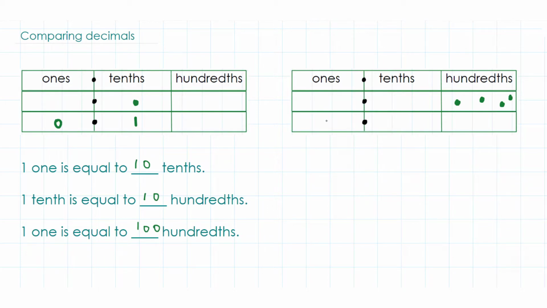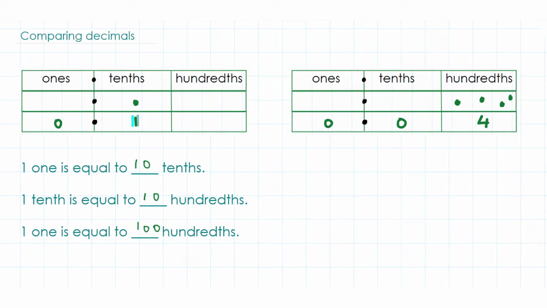And over here, how many ones do we have? None. How many tenths? None. We must write that 0 there. The 0 is a placeholder, remember? And how many hundredths? We have 4 hundredths. So the number there is 0.04. Now we're going to compare our two numbers. Is 0.1 greater than or smaller than 0.04? How would you think about that?